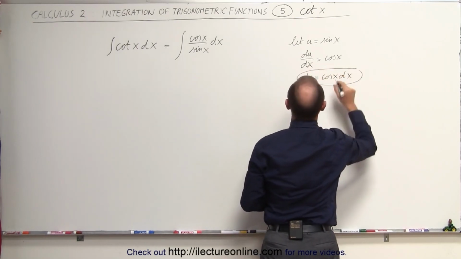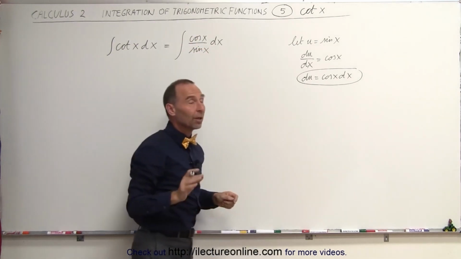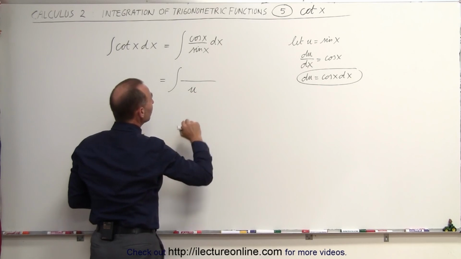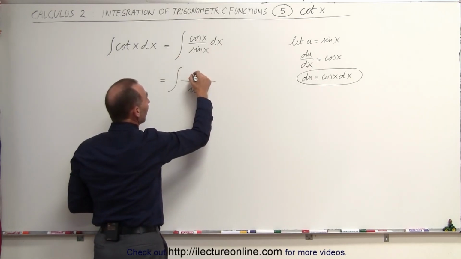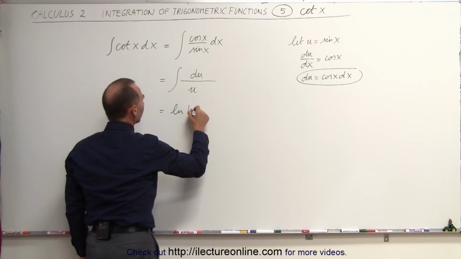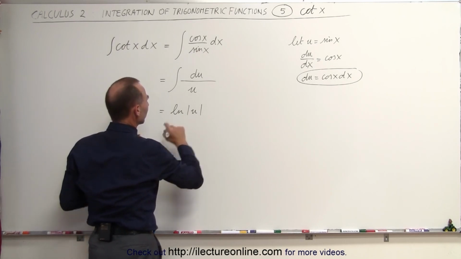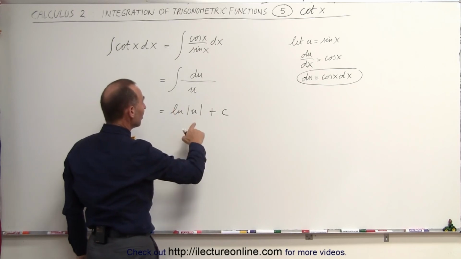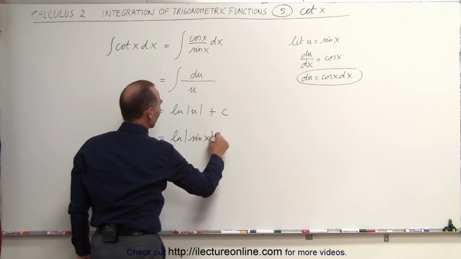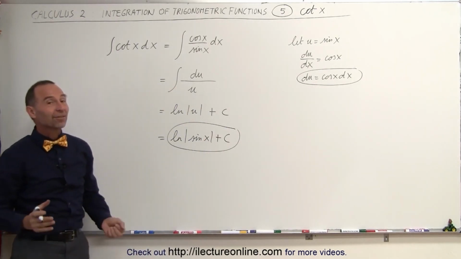And I think that's as far as we need to go, because notice if we let the denominator be u, then the numerator, the cosine of x dx, is equal to du. So that means we can write the integral as follows. This is equal to the integral of, in the denominator, the sine of x replaced by u, and the cosine of x dx replaced by du. And we know that the integral of du over u is equal to the natural log of u. Since u is equal to the sine of x, and I can't forget my plus c, this is equal to the natural log of the sine of x plus a constant of integration. That is the integral of the cotangent of x. And that's how we do that.